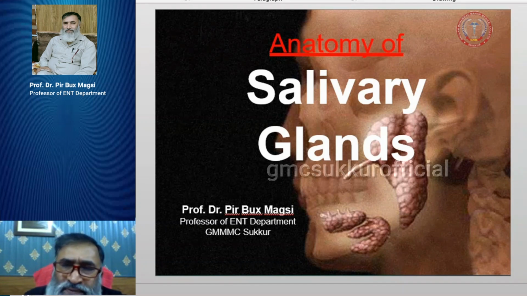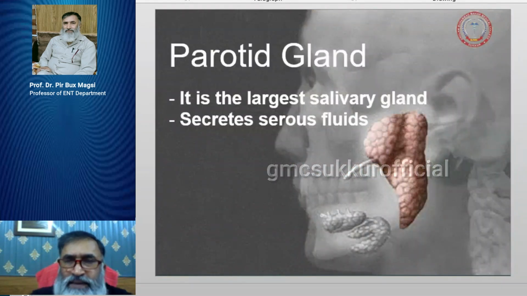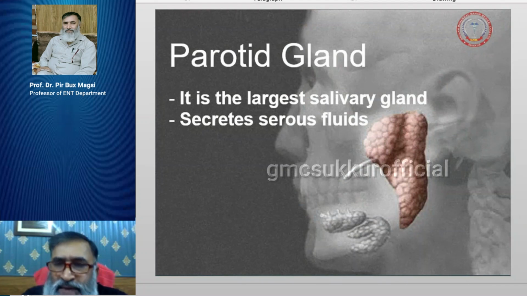So now, the salivary glands. Before taking the topic, we will discuss the anatomy of the parotid gland, then the submandibular salivary gland, then the minor salivary glands, so that you may understand the disease very easily. Because if we know the anatomy, then you will know the pathology very easily. Now this is the parotid gland.